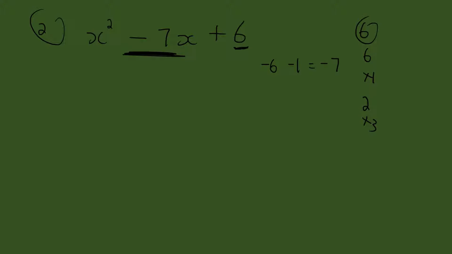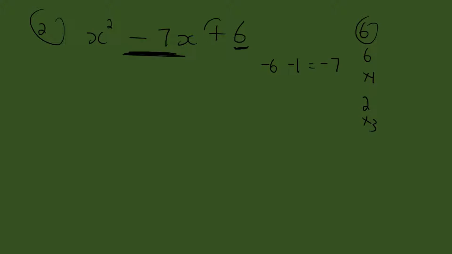If we look at number 2, x squared minus 7x plus 6. Again, we work with the factors of 6, which is 6 times 1 or 2 times 3. Now we need to have an answer of negative 7. So obviously, how would you get negative 7? Yes, you owe 6 and you owe 1 and then you owe 7.